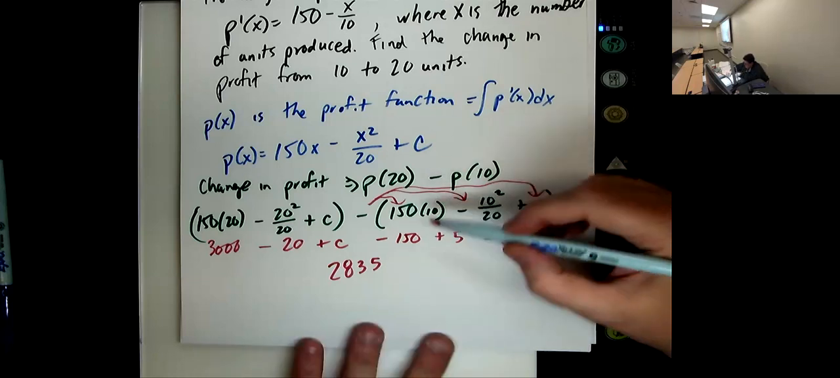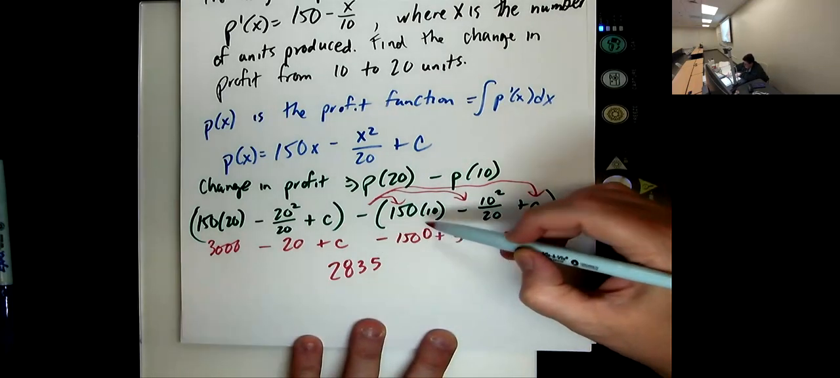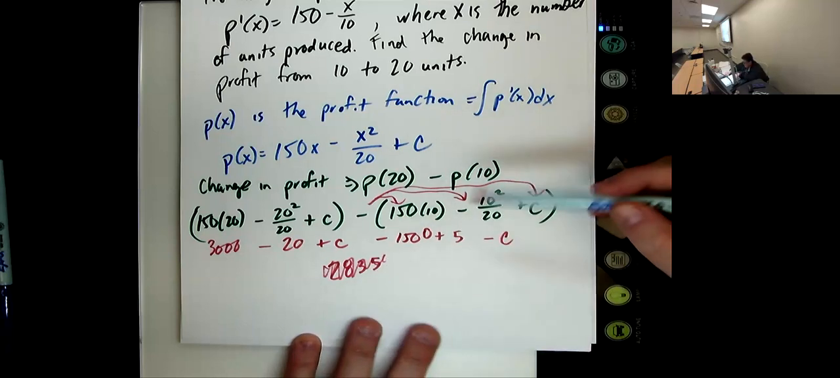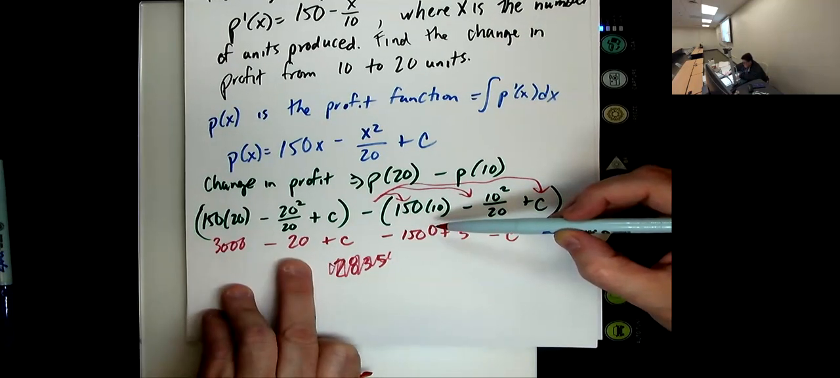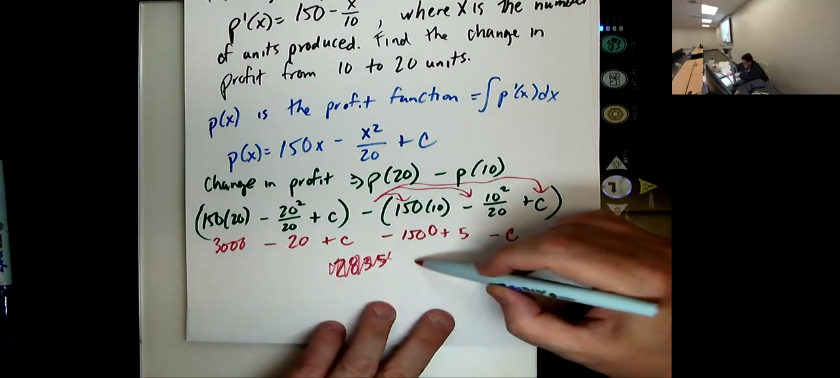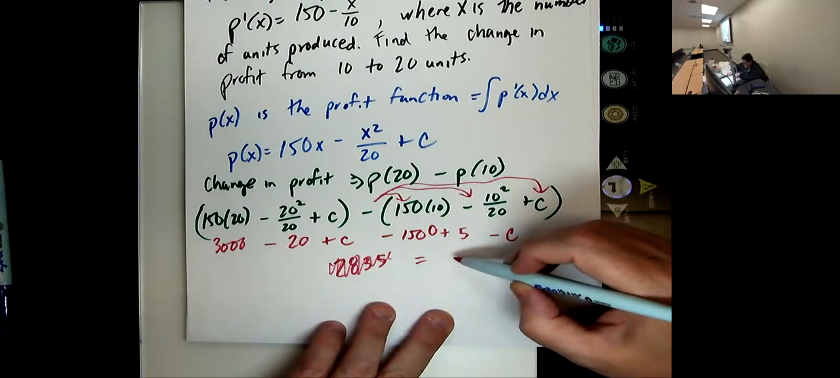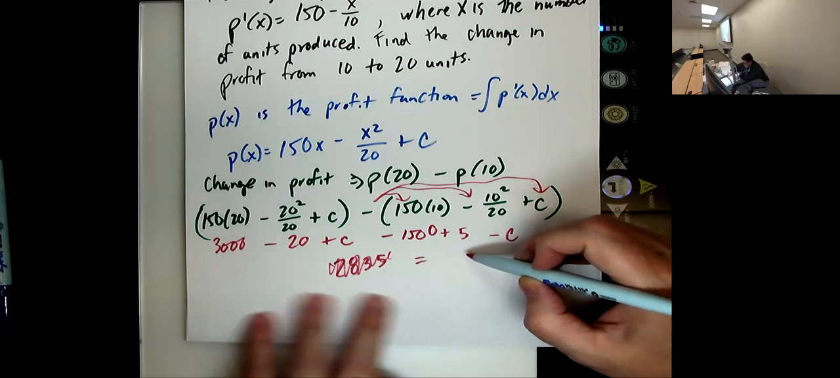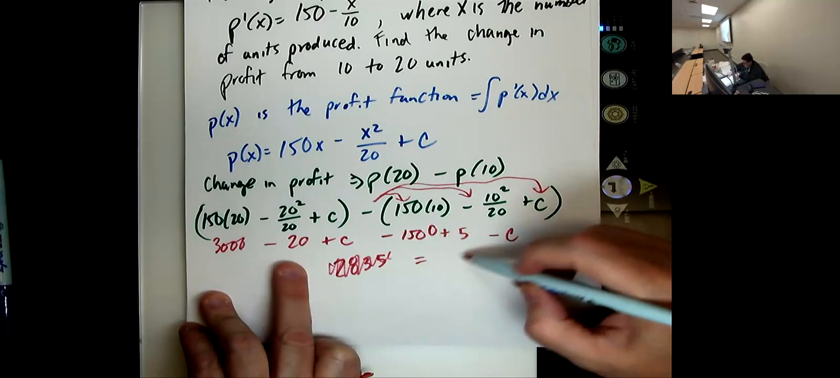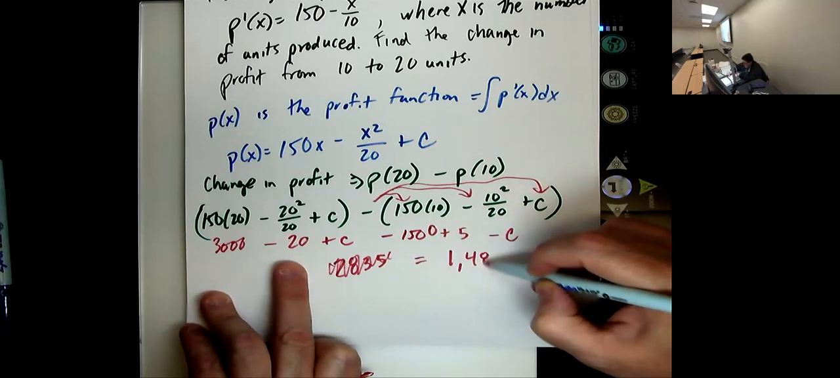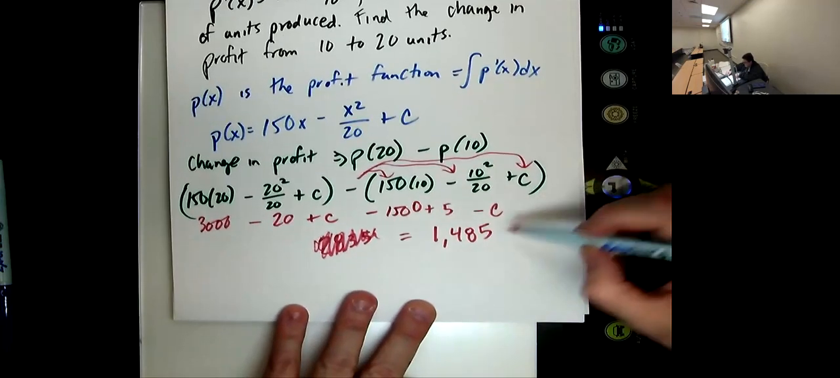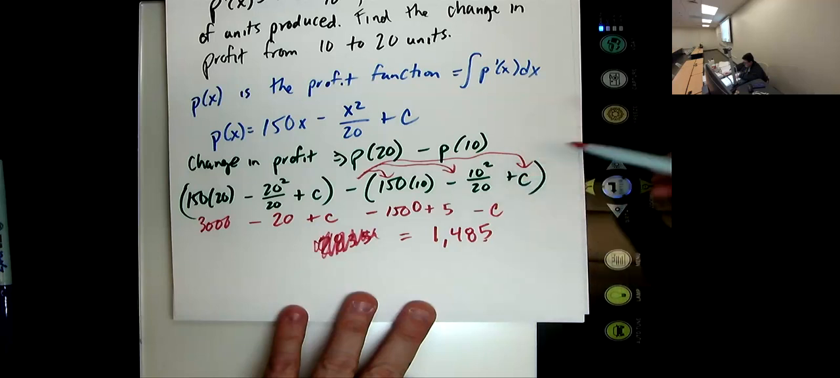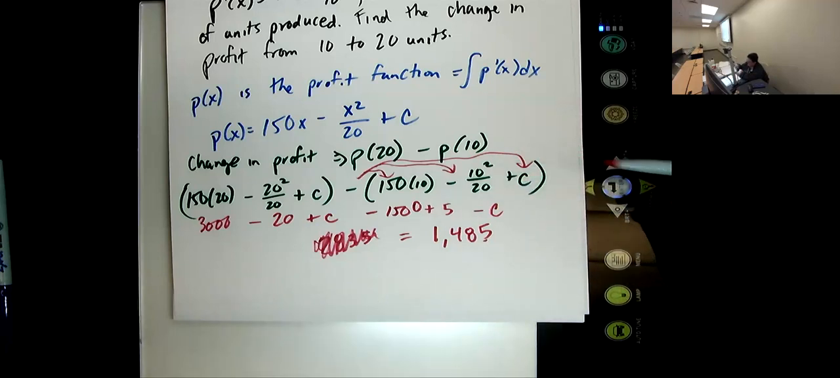Wait, that's wrong. That's not 150, that's 1,500. 3,000 minus 1,500 is 1,500. Minus 20 is 1,480. Plus 5 is 1,485. There you go. That's a little bit better. 1,500 minus 15. Yeah, 1,485.